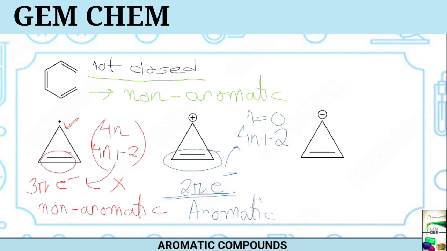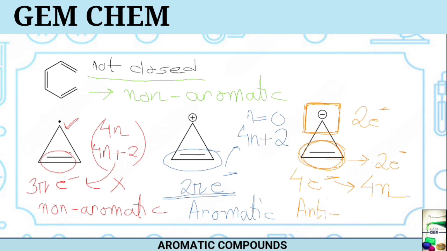Now, if you go for the next one, this is a negative, right? And this negative sign always represents 2 electrons. And this is representing 2 electrons. As a result, we have 4 electrons. So, this goes with the formula of 4n, and this is also a closed compound. So, we can conclude that this is an anti-aromatic compound. Like this we can understand what kind of compounds these are, right? So, let us deal with more examples.